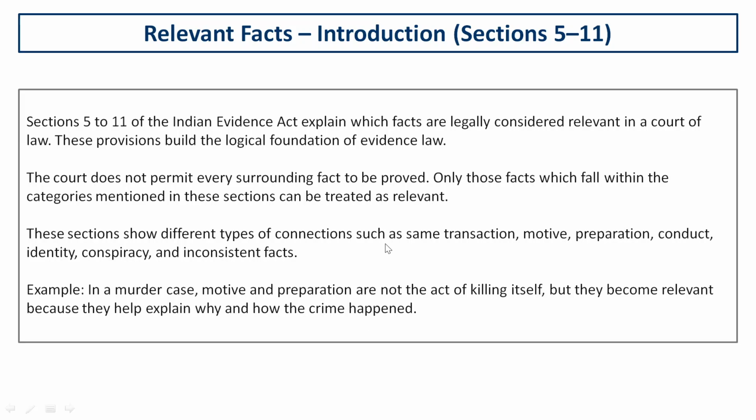These sections explain different types of connections between facts. The court does not randomly accept the facts. It checks whether the fact fits into any category mentioned in these sections. Only then does it become legally relevant. So, in simple words, Sections 5 to 11 provide different doors through which a fact can enter the courtroom. For example, in a murder case, motive, preparation, conduct, identity, or even ability may become relevant, even though they are not the act of killing itself.